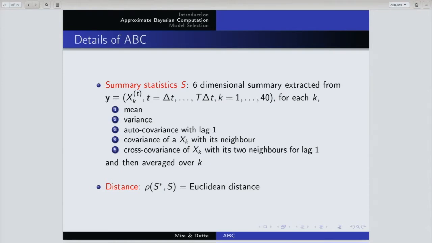And in particular, here we use some summary statistics, which, since this is a time series, are the mean, the variance, the autocorrelation with lag 1, the covariance of x_k with its neighbors, and the cross covariance of x_k with its two neighbors for lag 1. Everything averaged over k. But again, I don't want to go too much into what summary statistics we are using for this specific problem. It's important to understand that this is the second ingredient that we need.